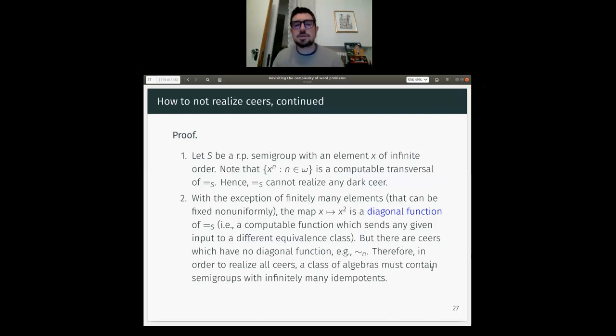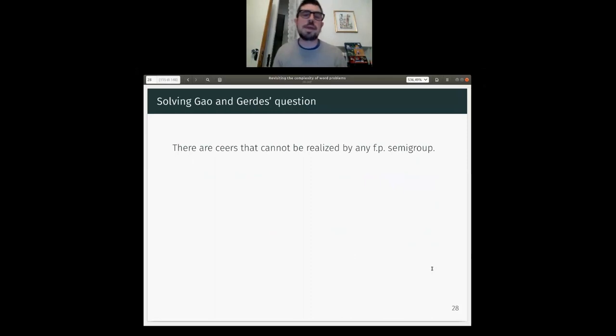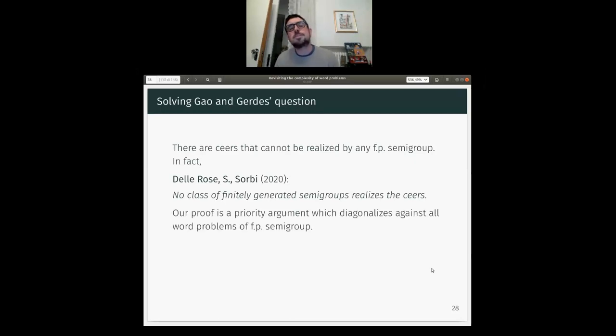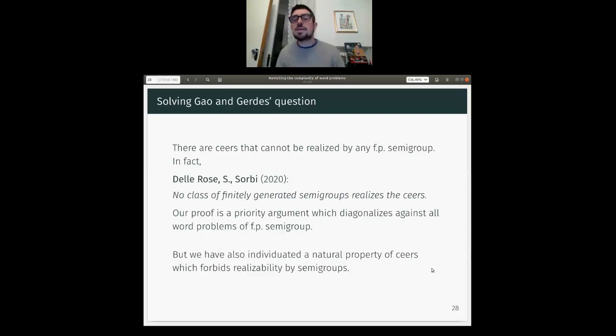Okay, so these were negative results, right? Let's move to one of our two main positive results. There are SIRs that cannot be realized by any finitely presented semigroup, and this solves negatively Gao and Gerdes' question. In fact, we can show more: no class of finitely generated semigroups realizes the SIRs. So as soon as you limit yourself to finitely generated semigroups, immediately you lose something in the things you are able to realize relative to the word problems. Now, the proof is a priority argument, a finite injury argument, not too hard, but you have to take care of some aspects, which diagonalize against all word problems of finitely generated semigroups. But interestingly enough, we have recently identified a natural property of SIRs which forbids realizability by semigroups.